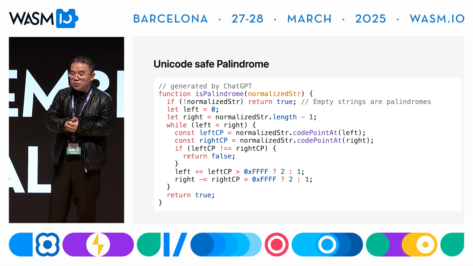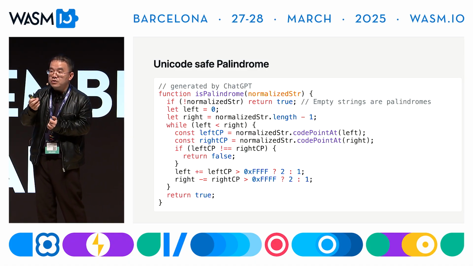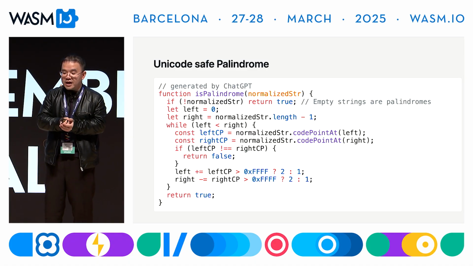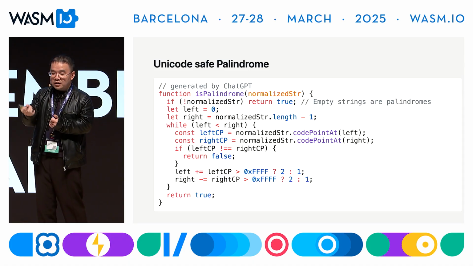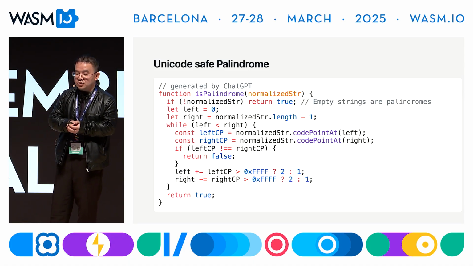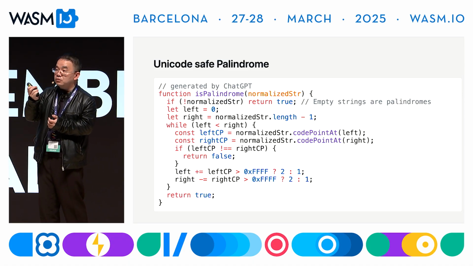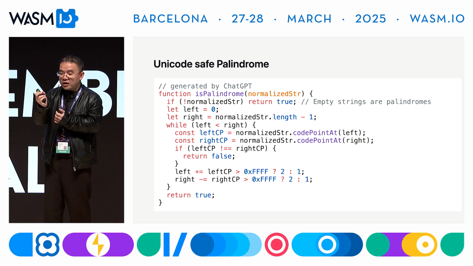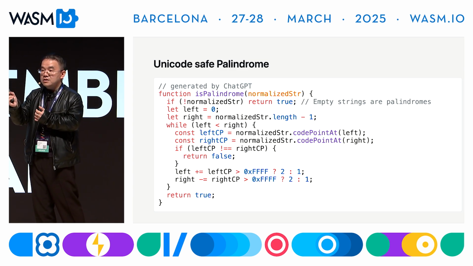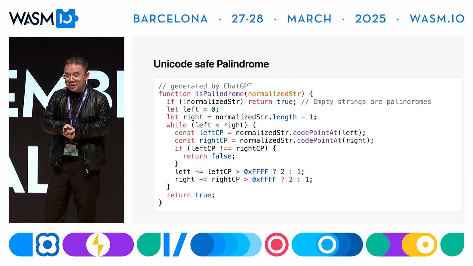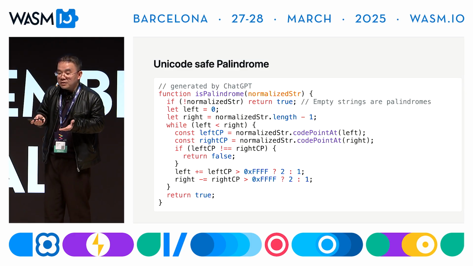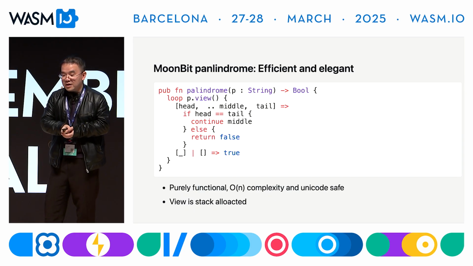Here we use the JavaScript-provided Unicode-safe API called codePointAt, but it's not efficient. The algorithm generated by ChatGPT is actually an O(N^2) algorithm, because whenever you call codePointAt, you have to redo the calculation. So how about MoonBit? Actually very efficient and elegant.